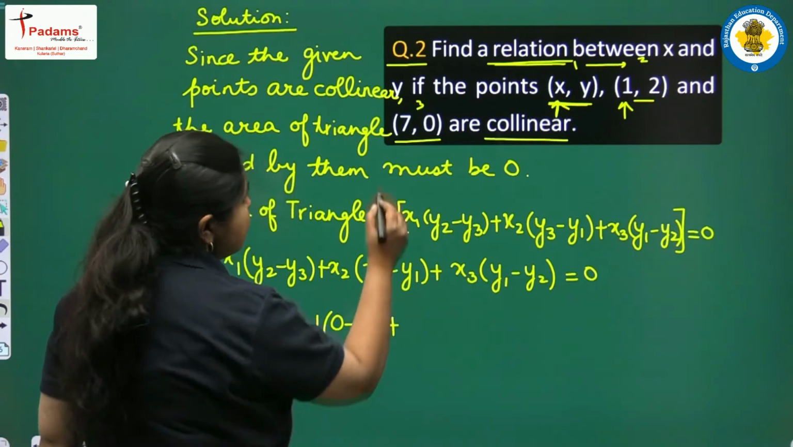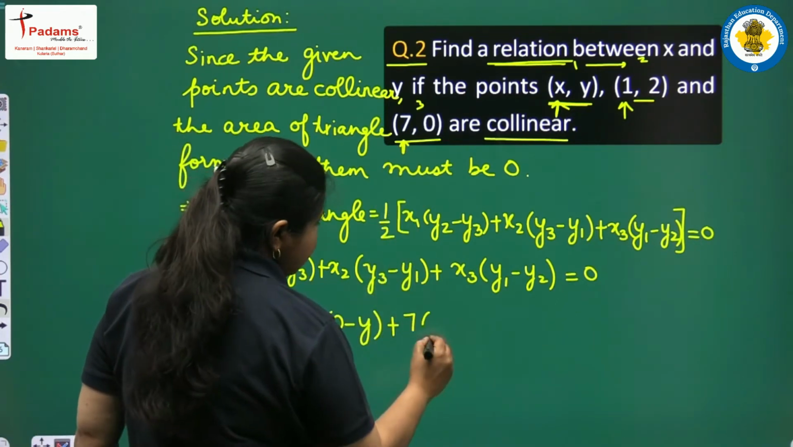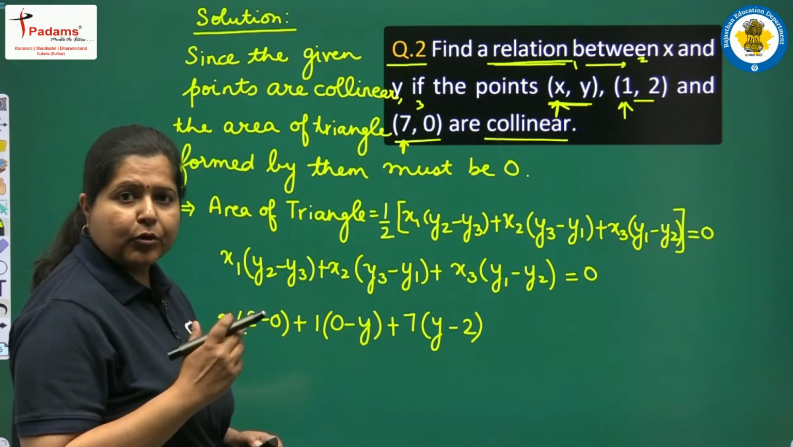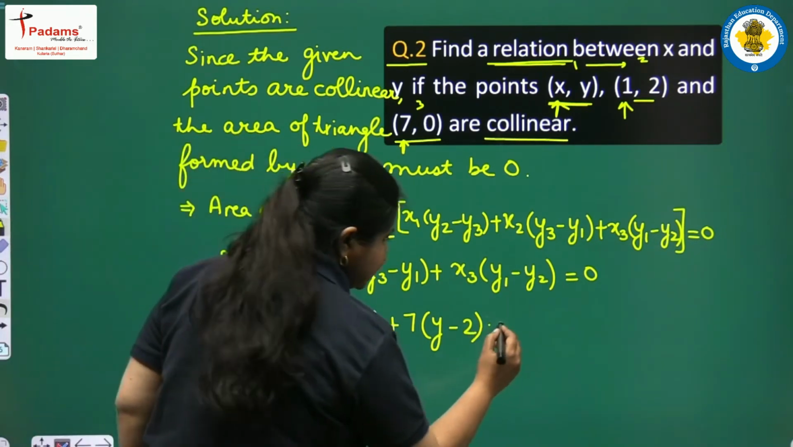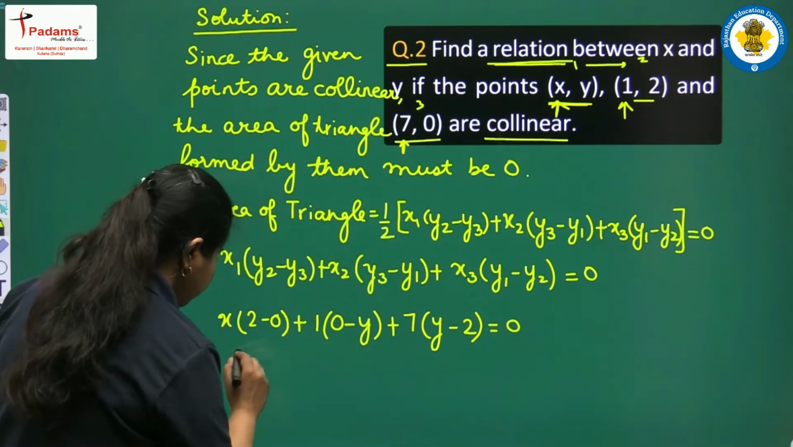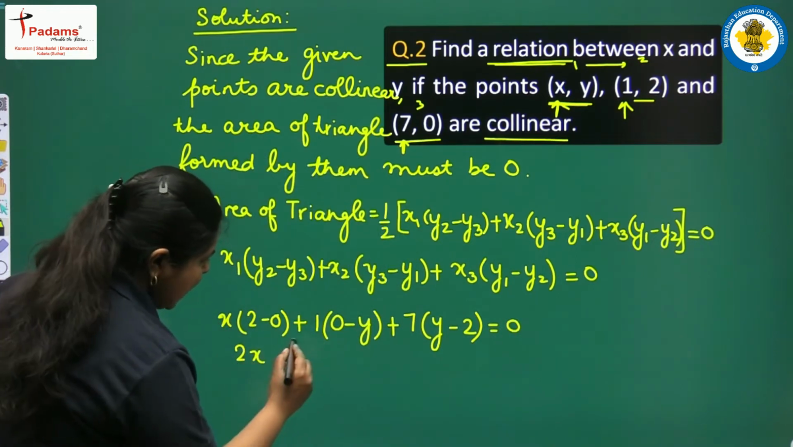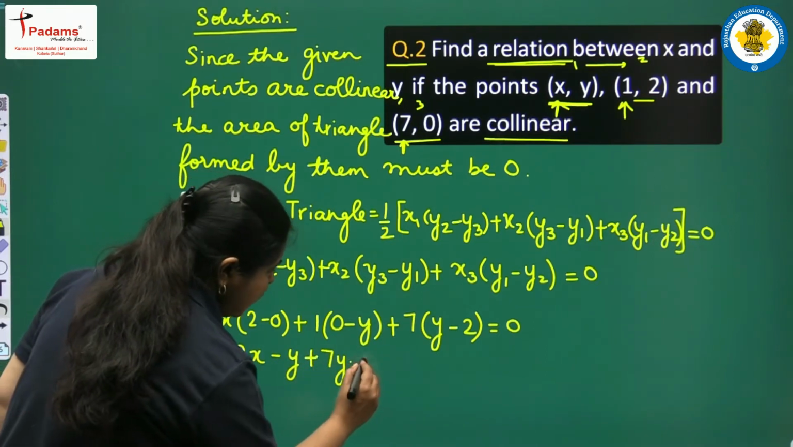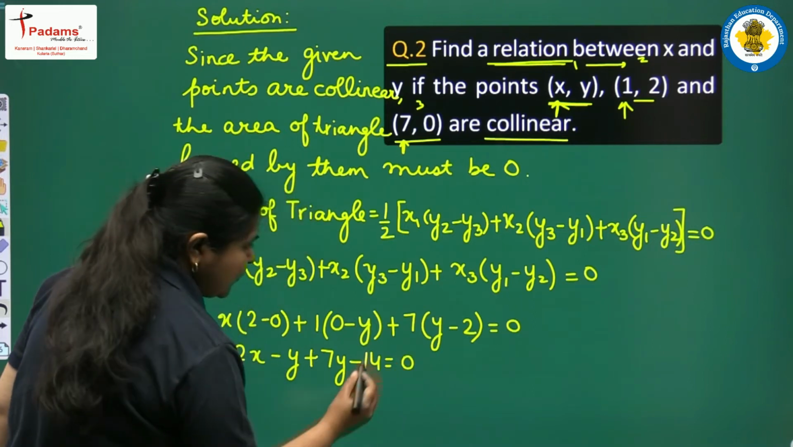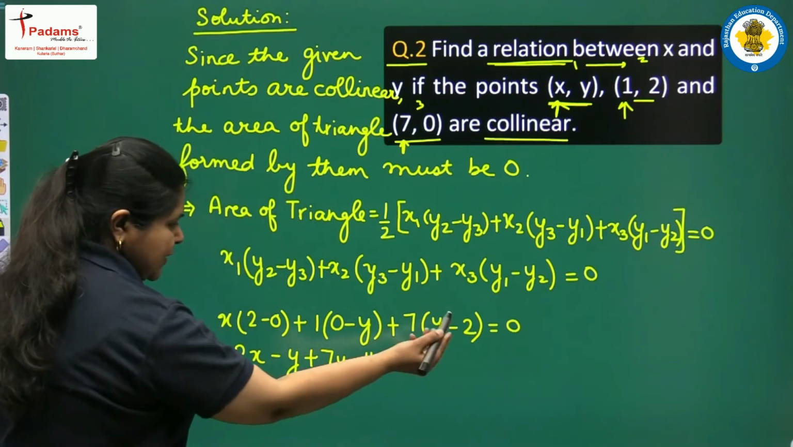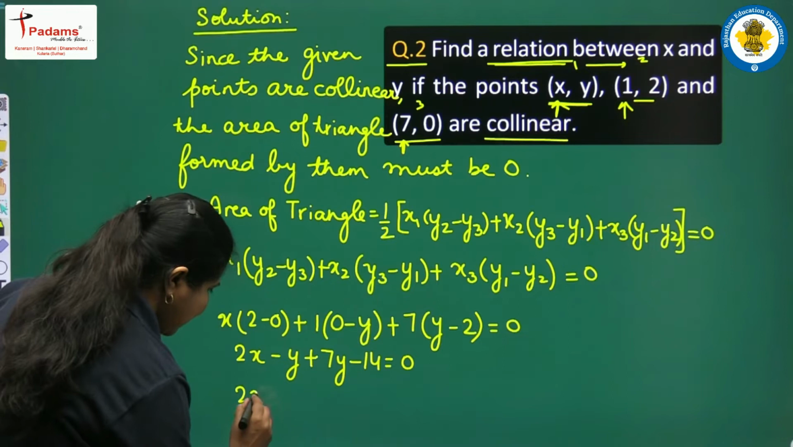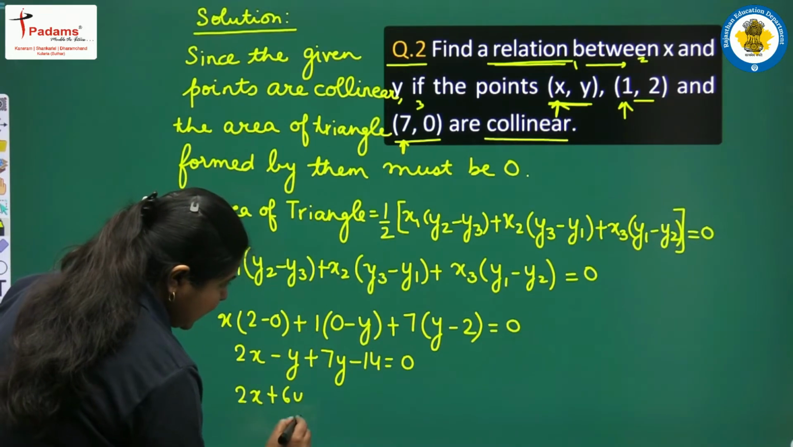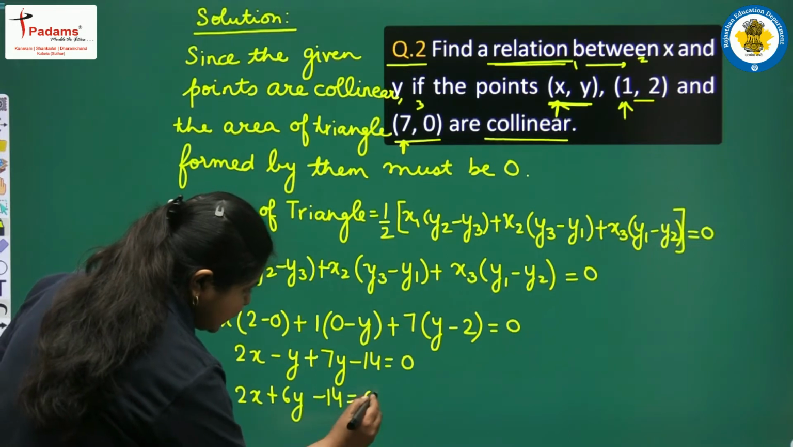और फिर हम लेंगे थर्ड पॉइंट का x कोऑर्डिनेट जो हो गया 7 और फिर y minus 2, difference of the y coordinates of the remaining points. This is equal to 0. Now this will be 2x. Here we will have only minus y and here we will have plus 7y minus 14 equal to 0. 7 को multiply कर दिया y से और minus 2 से. Now 2x and these two are like terms. 7 minus 1, it will be 6y minus 14 equal to 0.